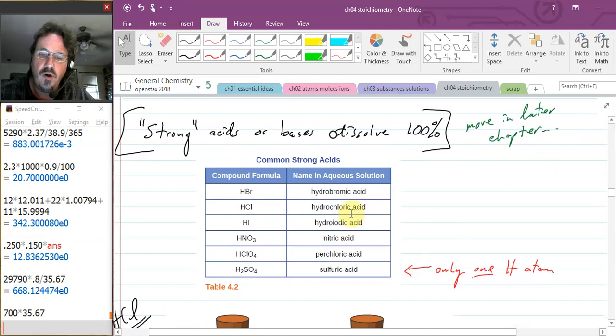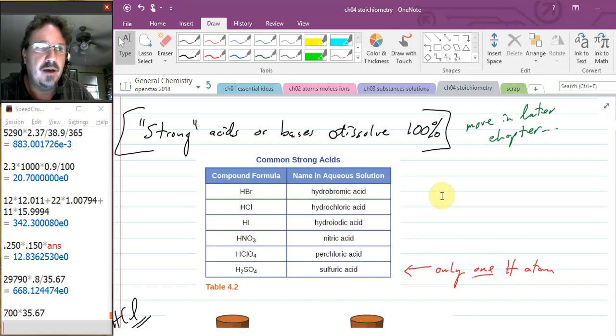Now, strong acids and strong bases. Strong acids, strong bases, that's defined as something that actually dissolves 100%. So every single molecule of a strong acid that I put in the water, boom, it's going to give me my H plus and, for example, my Cl minus in the one above. Same with a strong base. Anything like that sodium hydroxide, boom, it goes 100%.